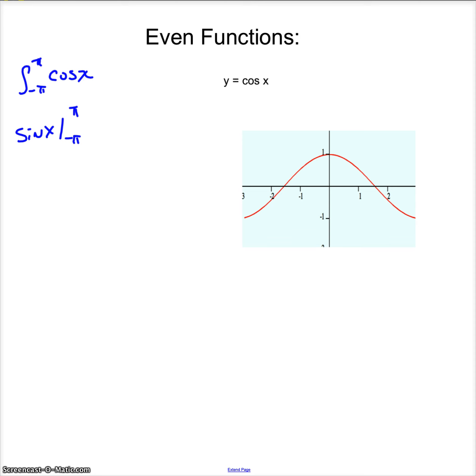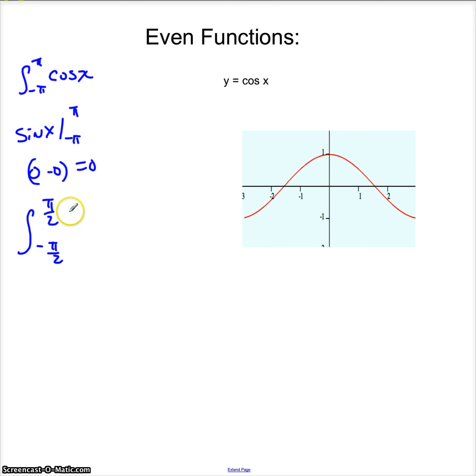Now, this wasn't a really good choice because I'm integrating over the whole thing. But let's go on and do it. Sine of pi is 0. Sine of negative pi is 0, so this whole thing is 0. Tell you what, what if we integrate from negative pi over 2 to pi over 2?